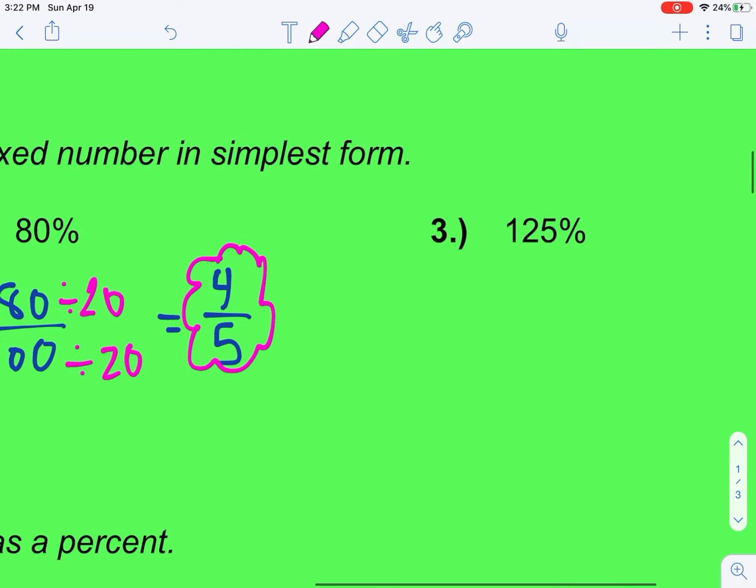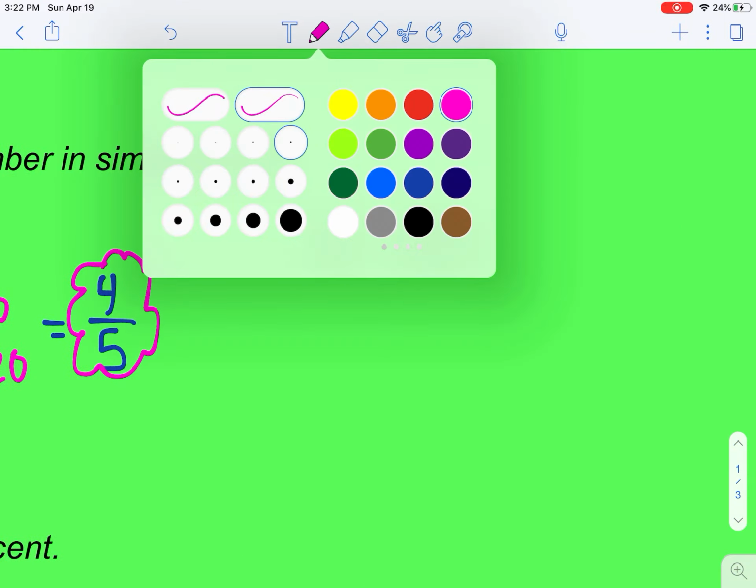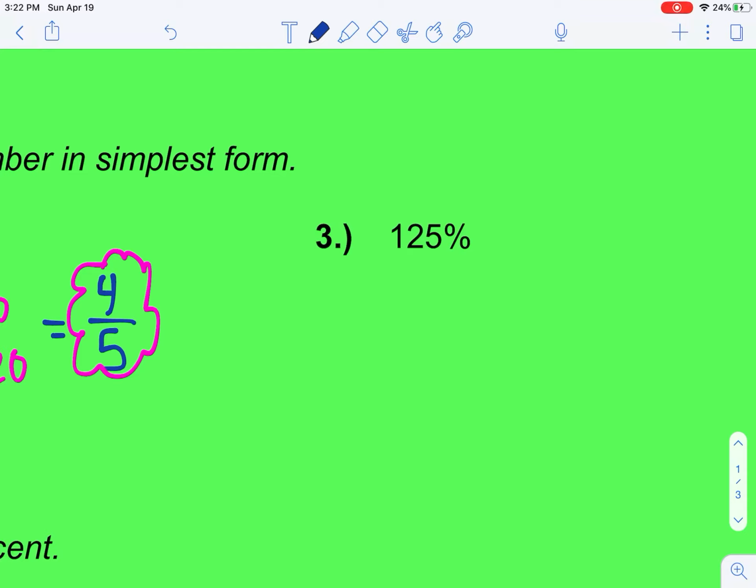All right, last one that we're going to work on here is 125%. Now, it is okay to have a percent that is more than 100. Think about when you get extra credit on a test. You get more than 100%. No matter what, my denominator is still going to be 100, and I'll put that 125 on the top.